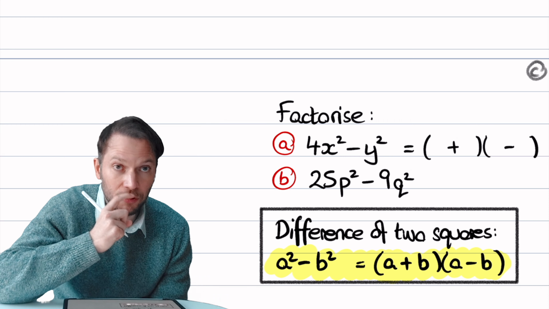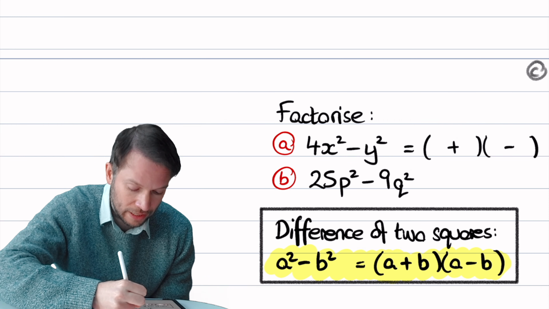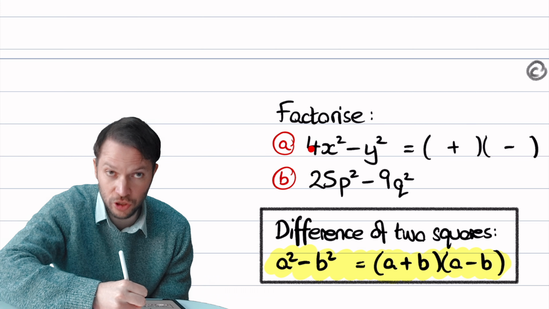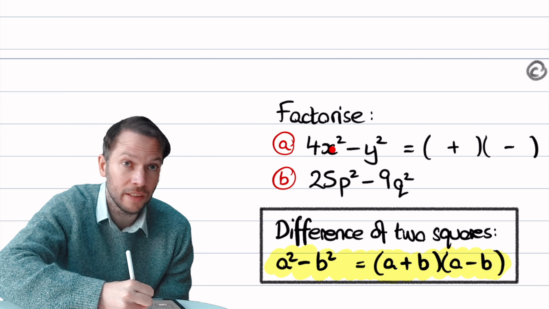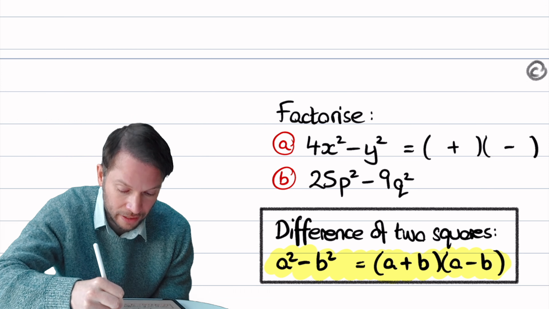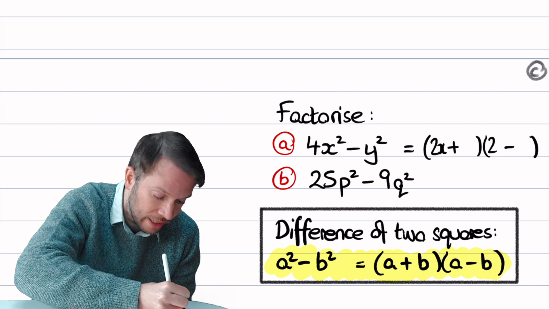So what's the square root of 4x squared? Well, to do the square root of 4x squared, you can square root the 4, which is 2. The square root of 4 is 2. And you square root the x squared, which is just x. The square root cancels out the squared there. So you just get 2x. So we get 2x as the first term of each bracket.